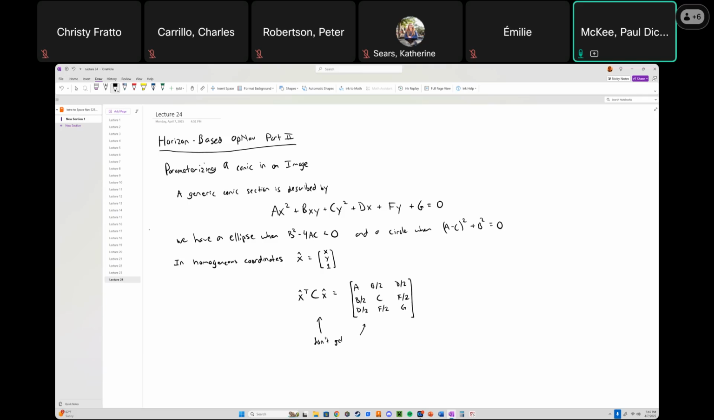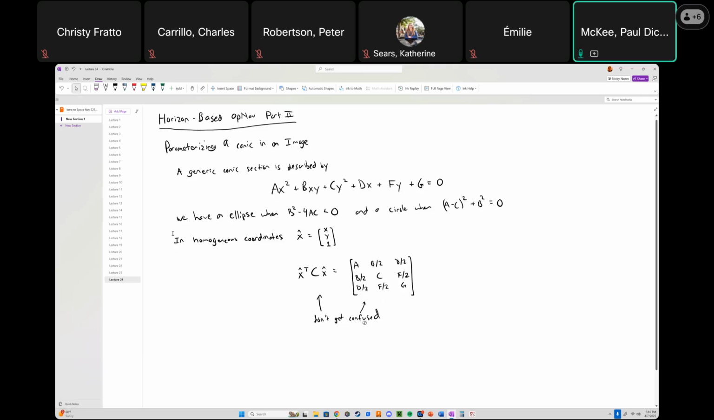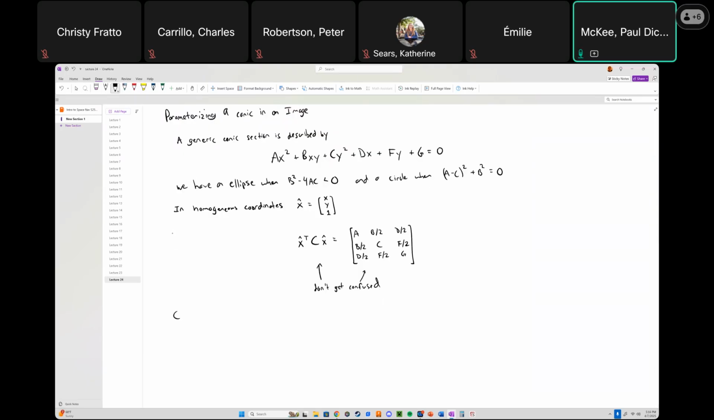So we're going to be focusing on the planet shape matrix, or the image conic shape matrix, capital C. And C is a full rank symmetric matrix that describes the conic in the image plane.